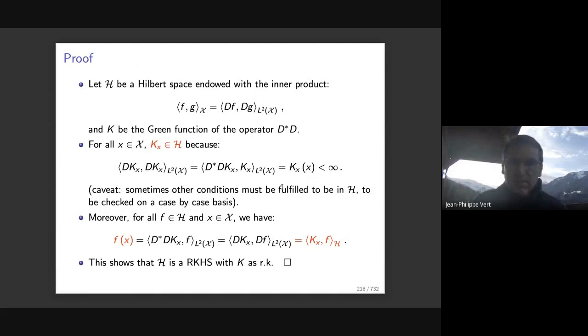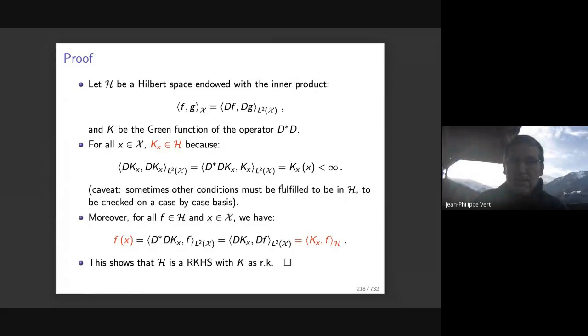For that, we need to estimate the bracket between K_x and itself and check that it's finite. So the inner product between K_x and itself in the space would be the L2 inner product between dK_x and itself.